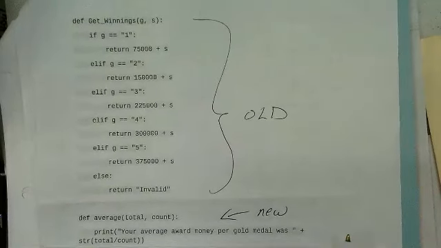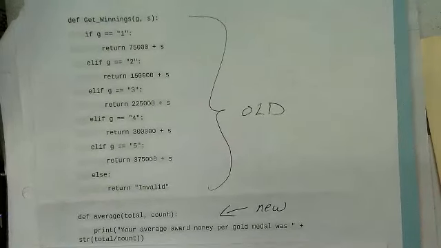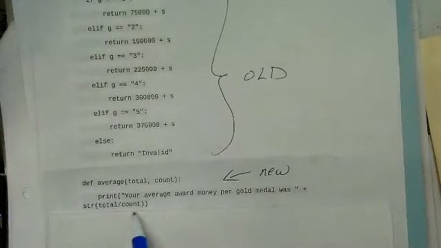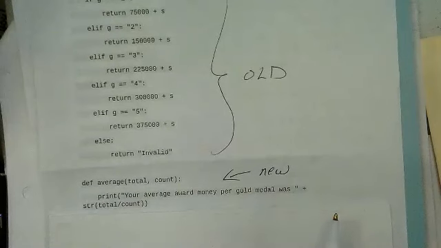And then from there, what this is going to do is print your average award money per gold medal was, space, close quotes, open quote here, plus string total divided by count. Okay, our total divided by count. That's medal count, how many medals the person won.